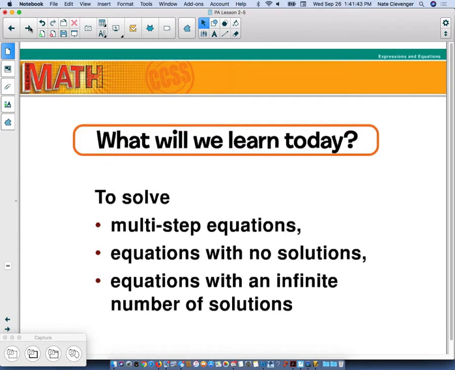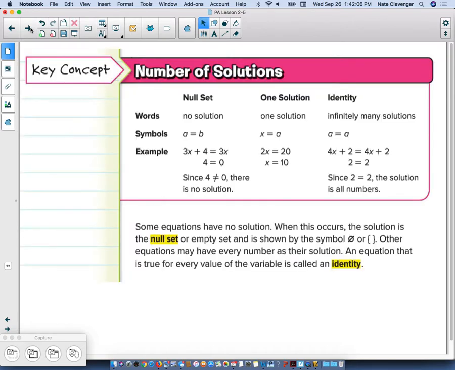So what are we doing today? We're going to solve multi-step equations. We're also going to look at 2 other situations where you could have a problem that doesn't have a solution. Okay, there's not an actual solution for it. And then there's some problems that have situations where every number you put in would be a solution. Okay, so that's what we're talking about.